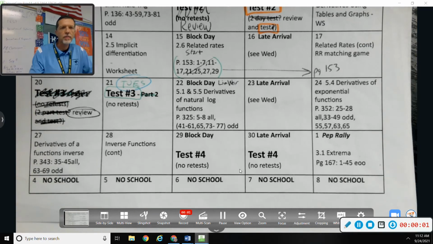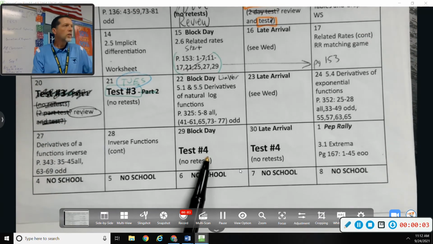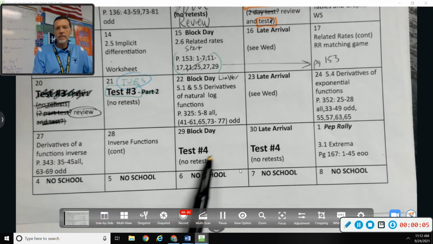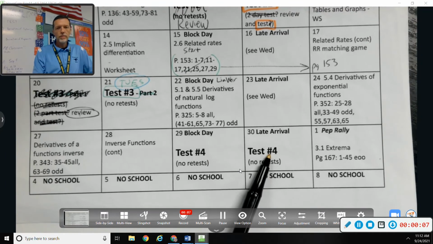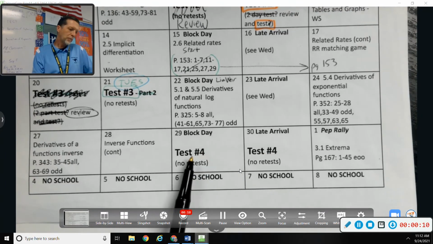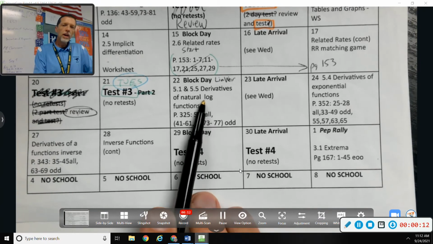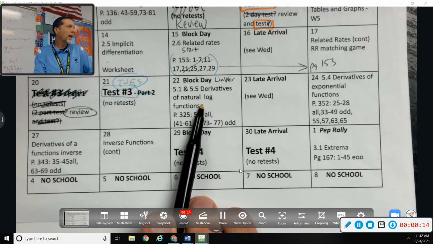The new test. Yeah, I'm not supposed to take that. So, yes, our next test is next block day. So Wednesday. Derivatives of natural log, that wasn't bad. That was Wednesday. That was 1 over the argument times the derivative.